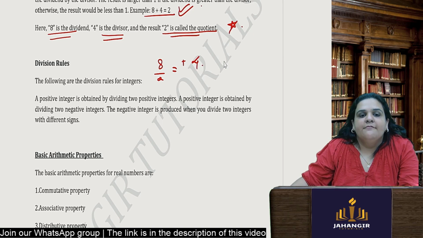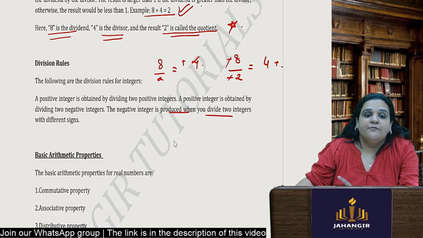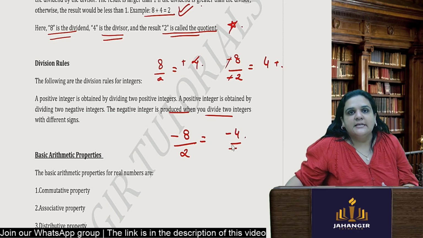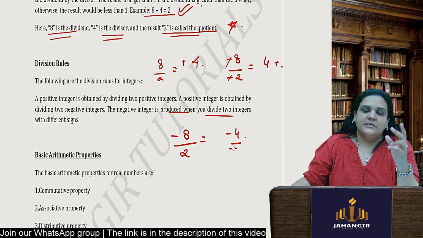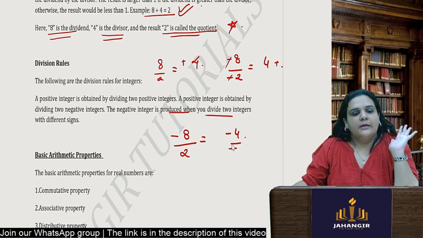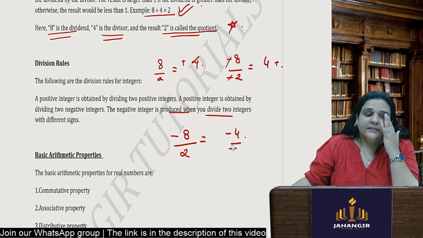But if you have minus 8 upon minus 2, again you are going to get a positive integer. A negative integer is produced only when you divide two integers with different signs. If I am saying minus 8 upon 2, then I am going to get minus 4. If one is positive and one is negative, only then I am going to get a negative integer. Otherwise, if both are positive, I will get a positive quotient. If both are negative, again I am going to get a positive quotient. Clear everyone? Anyone has any doubt?